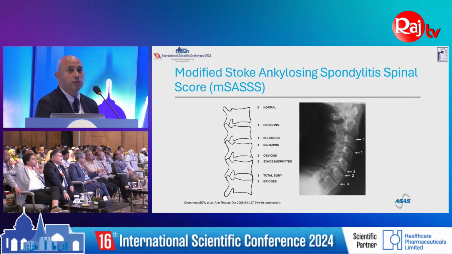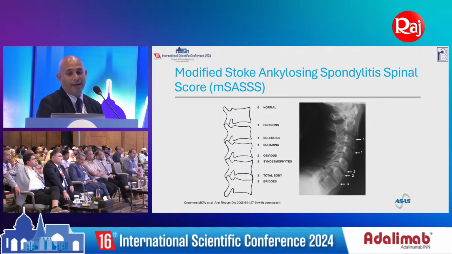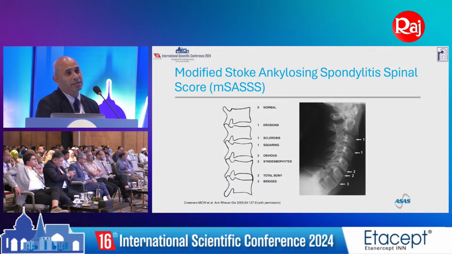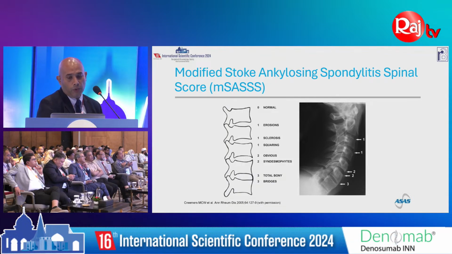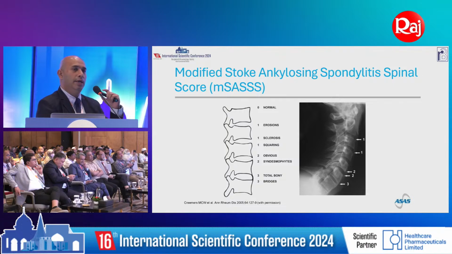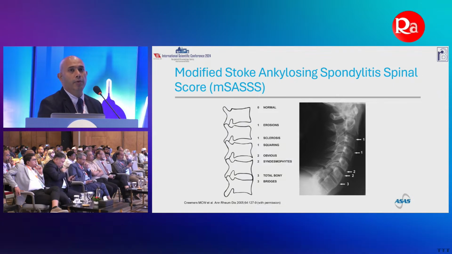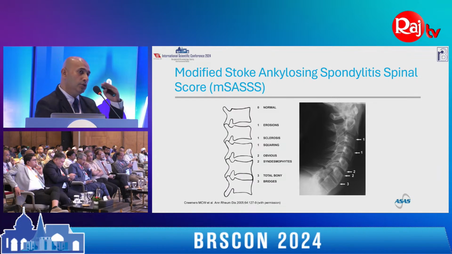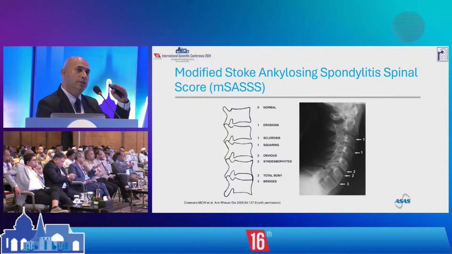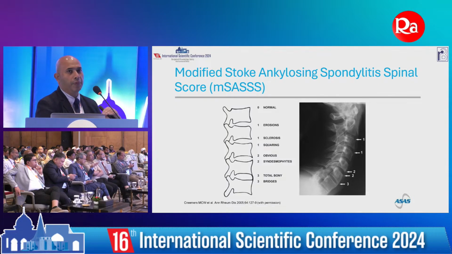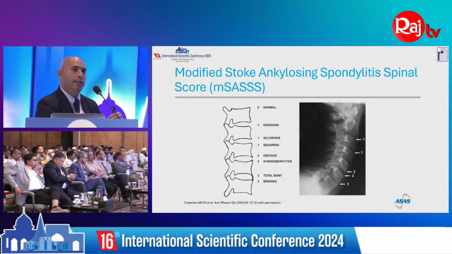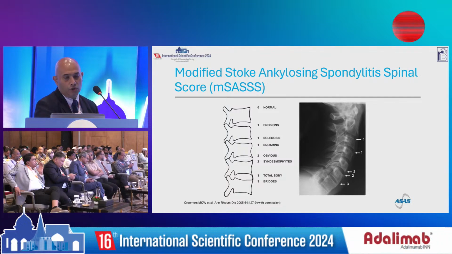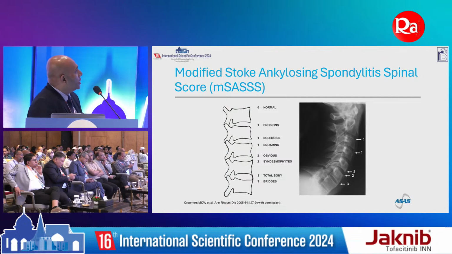One of them, which is widely used, is the modified Stokes ankylosing spondylitis spine score, which is mSASSS. We do have RAS, but this is by far the most used one, which generally scores the cervical and the lumbar vertebrae. So thoracic is not really included. What really is included is C2, the lower border of C2, all the way to the lower border of C7, and then you start with L1 to L5. So a score of 72 is what it leads you to.